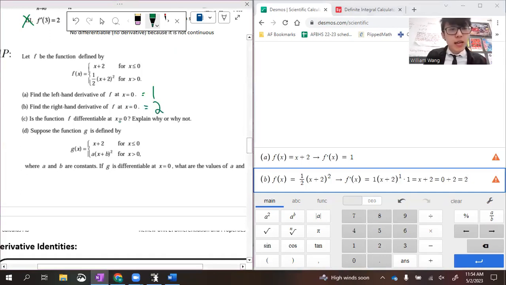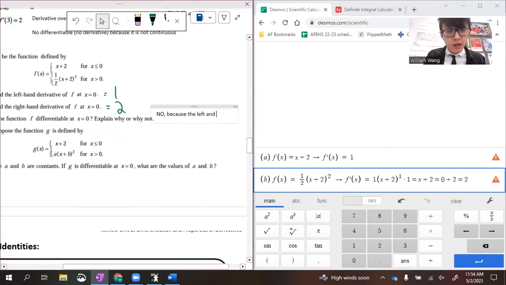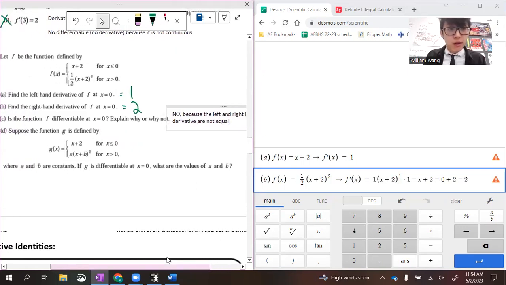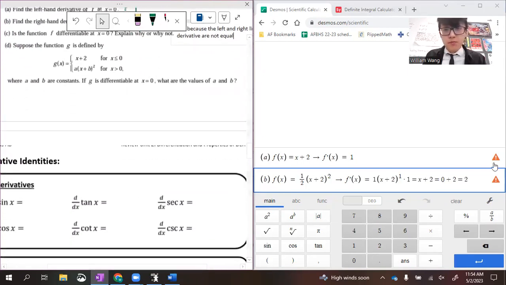Is my function differentiable at x equals 0? Well, my answer is obviously going to be no then. No, because the left and right limits of the derivative are not equal. Right? My left limit of the derivative is 1. My right limit of the derivative is 2. All right.